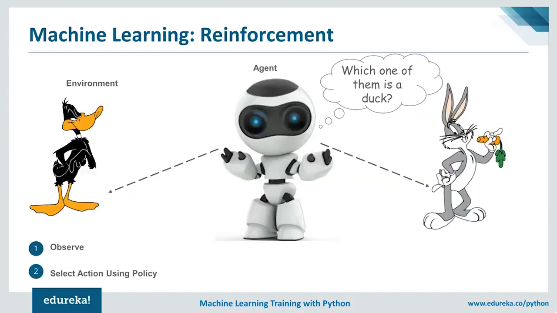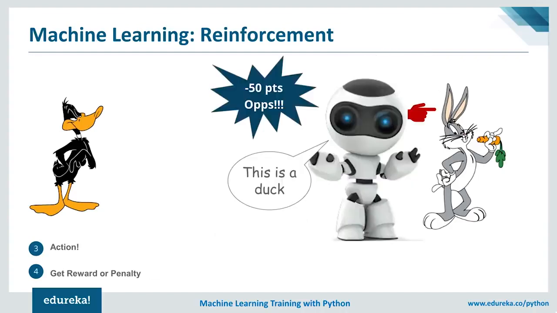Let's see an example. Here we can see that we have an agent who has to judge from the environment to find out which of the two is a duck. The first task he does is to observe the environment. Next, he selects some action using some policy. It seems that the machine has made a wrong decision by choosing a bunny as a duck. So the machine will get a penalty for it. For example, minus 50 points for a wrong answer. Right.